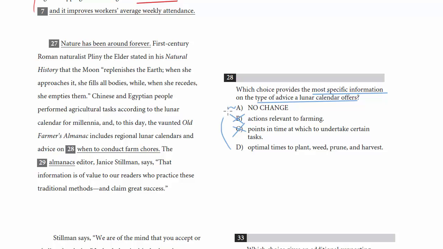Aha. So if we compare this to A, with A, they mention farm chores, but in D, they tell us which farm chores specifically, right? When are the best times to plant, weed, prune, and harvest? So if we're going to choose between A and D, we want the one that provides the most specific information on the type of advice, and this would give you advice on the times to do all these actions. So we're going to go with D over A.